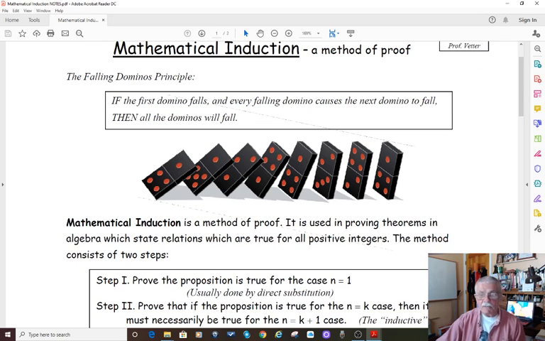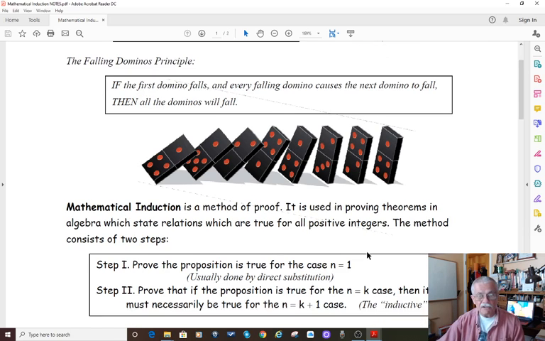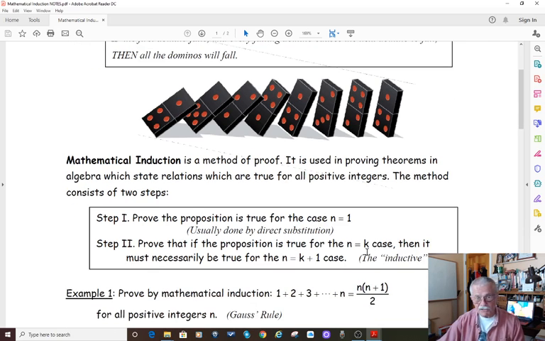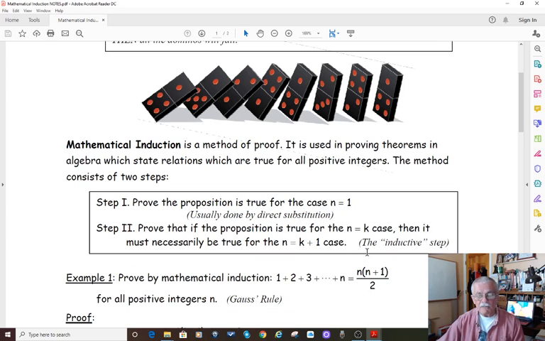It's usually used in proving theorems in algebra, which state relations that are true for all positive integers, and it consists of two steps. Step one, prove the proposition is true in case n equals 1, which basically means the first domino goes over. And step two, prove that if the proposition is true in the kth case, then it must necessarily be true for the k plus first case. This is known as the inductive step.